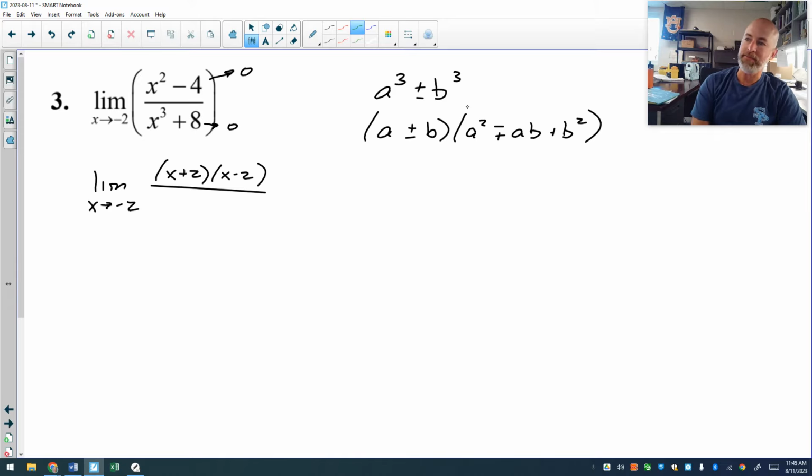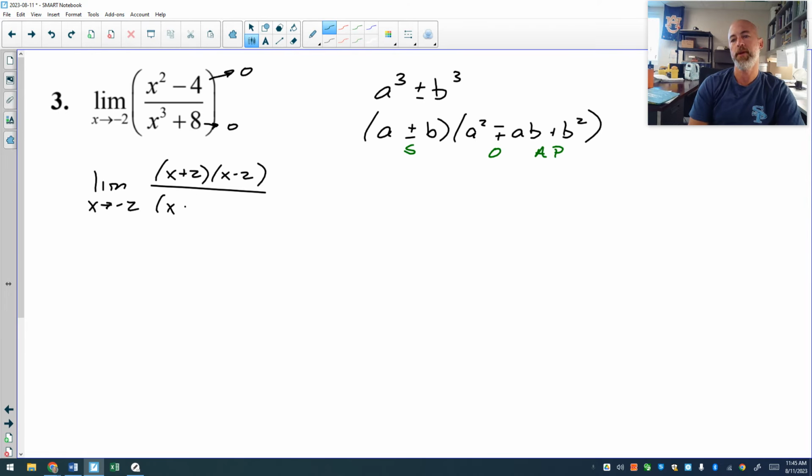And the way I keep the signs straight is your first sign is always the same that you start with. The second sign is always the opposite. And the third sign is always positive. So you would use SOAP to keep the signs straight. As far as the individual terms, AB, A squared, AB, and B squared, you're just kind of on your own, whatever you can do to get that. So this one will factor.